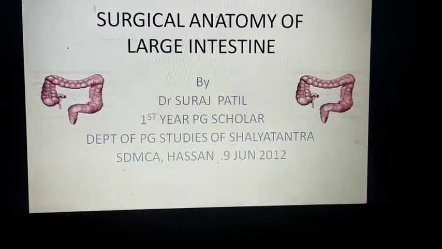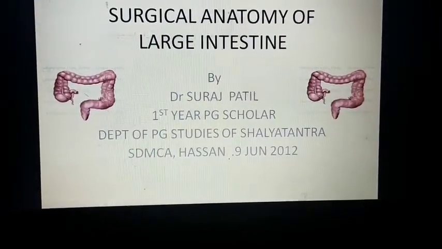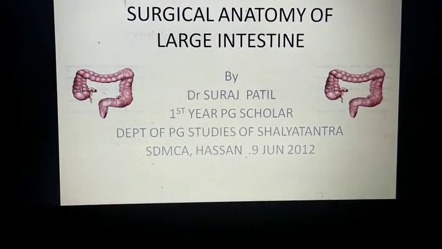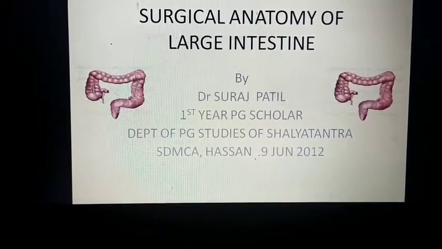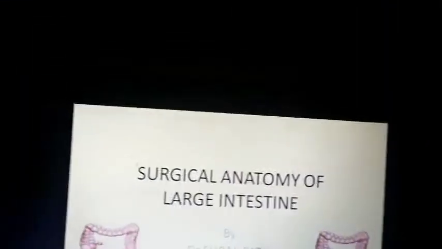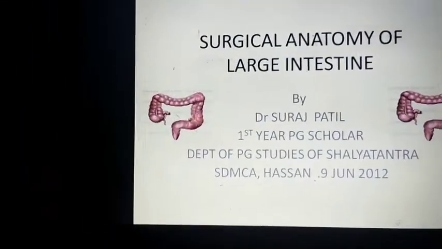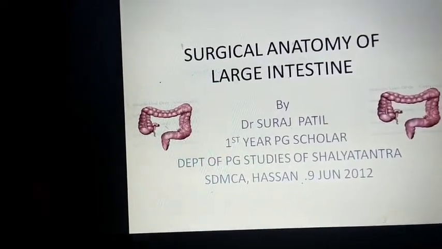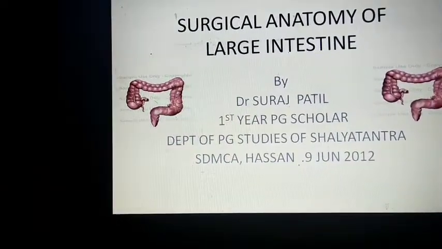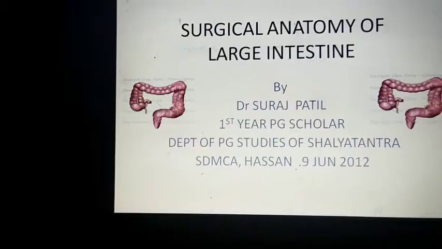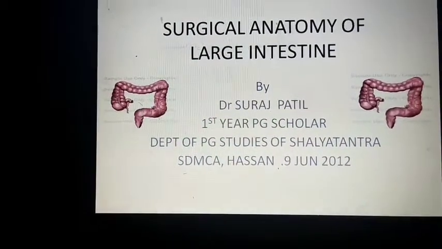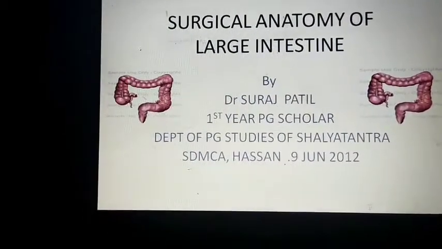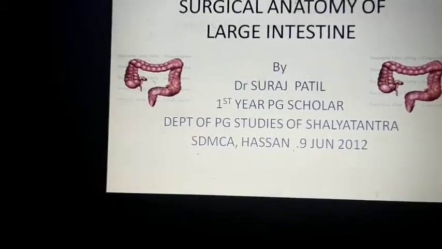It is the last part of the gastrointestinal tract and the digestive system. The large intestine, also called the large bowel, large gut, or hind gut, is mainly made by the hind gut. The large intestine mainly contains the cecum, ascending colon, transverse colon, descending colon, sigmoid colon, rectum and anal canal.